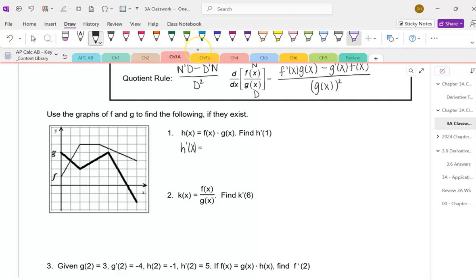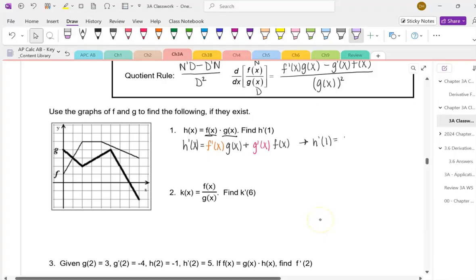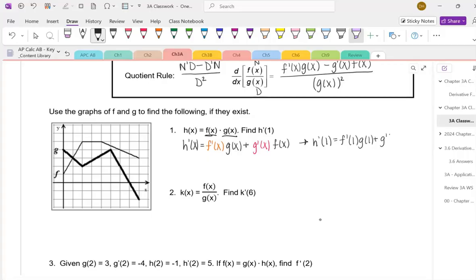So once again, you have your first and then your second function. So we're going to start by taking the derivative of the first function. So you've got f prime of x multiplied by the second plus the derivative of the second, which is g prime of x, and then you're going to multiply it by the first. So make sure that you are very particular in which one is your first and your second. After that, we're going to input 1. So we're going to find h prime of 1. So we've got f prime of 1 times g of 1 plus g prime of 1 times f of 1.